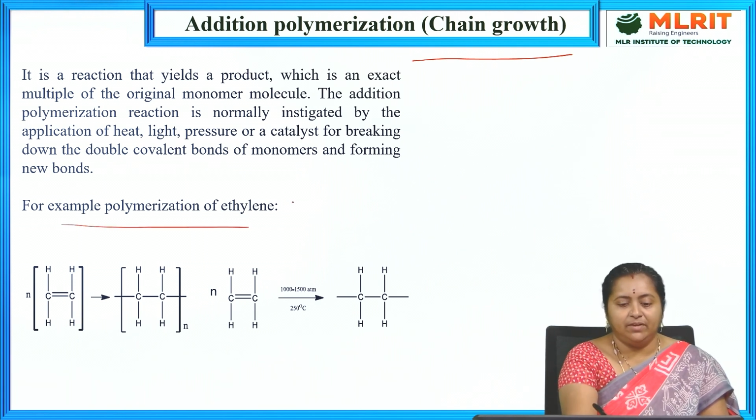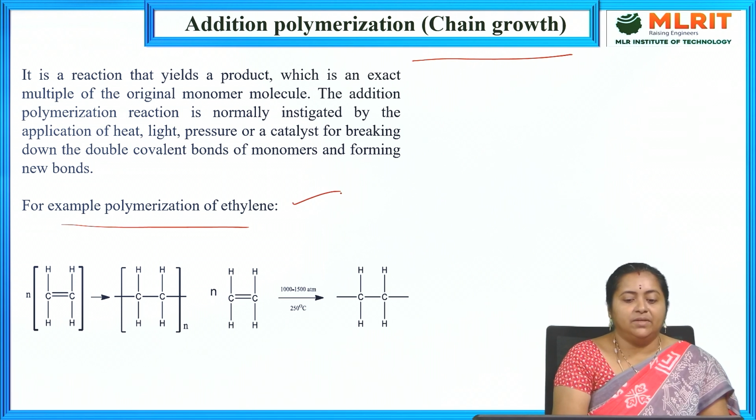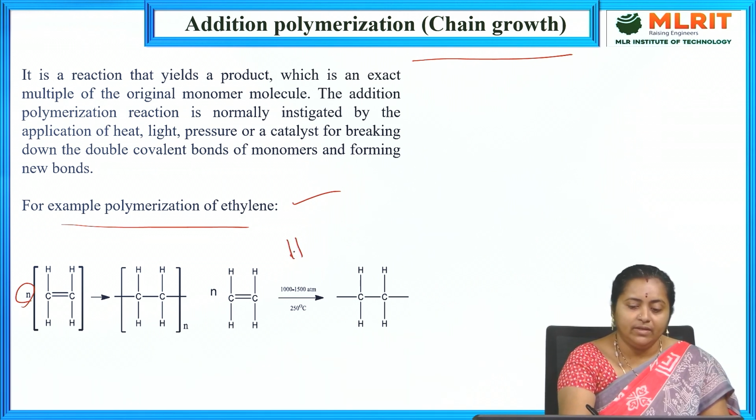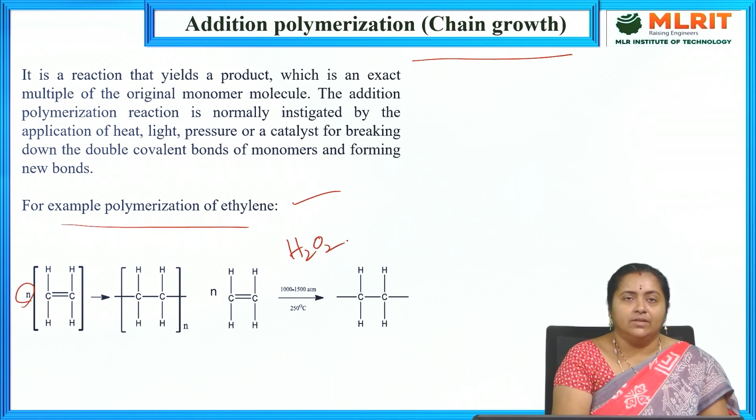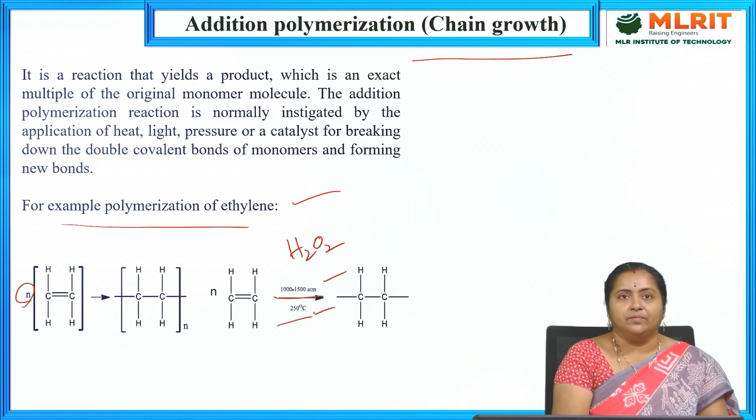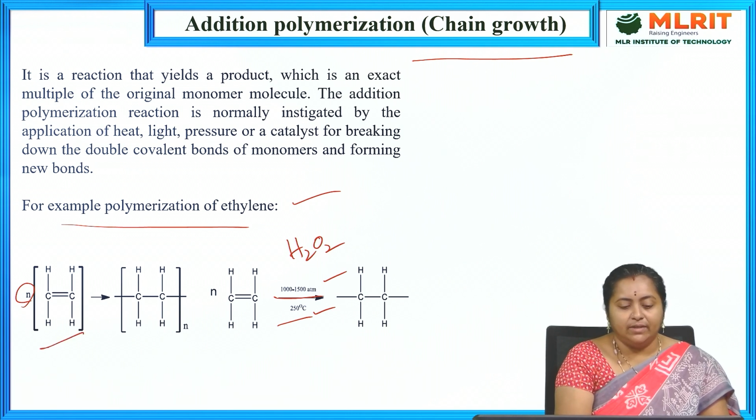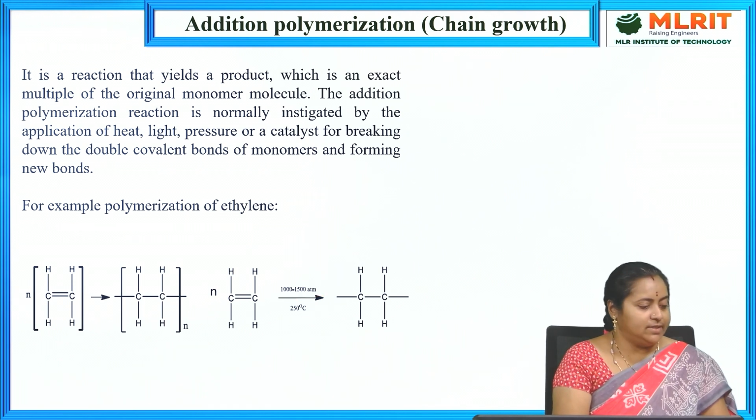The same example we are going to consider is the polymerization reaction of ethylene, that is ethene. So, n moles of ethene are subjected to polymerization reaction in the presence of a catalyst like hydrogen peroxide, H2O2, or benzoyl peroxide, which will also play the role of a catalyst, and then 1000 to 1500 atmospheres pressure and 250 degrees temperature. By maintaining these experimental conditions, the ethene is able to form its corresponding polymer, polythene. Let us see a few examples.